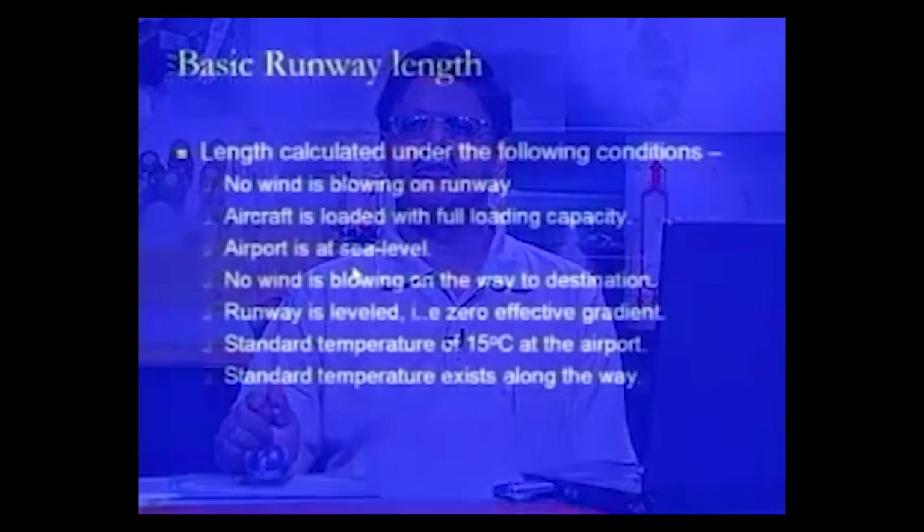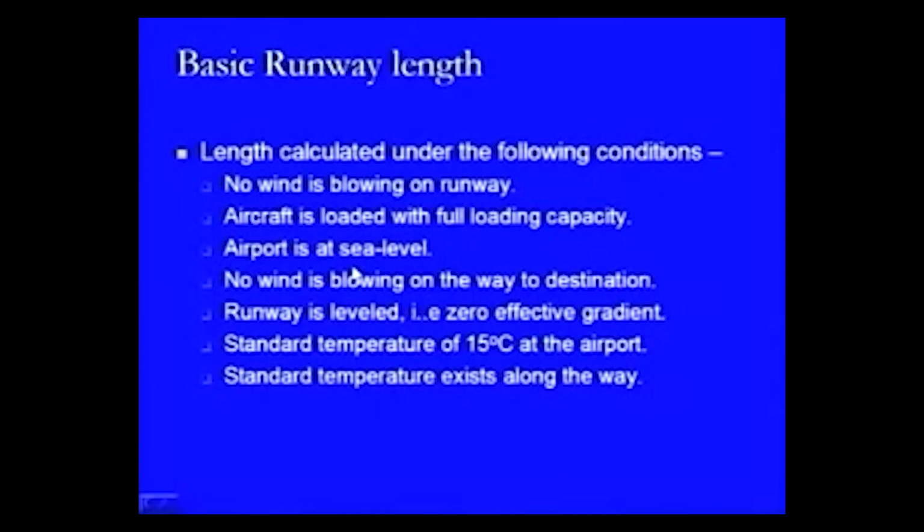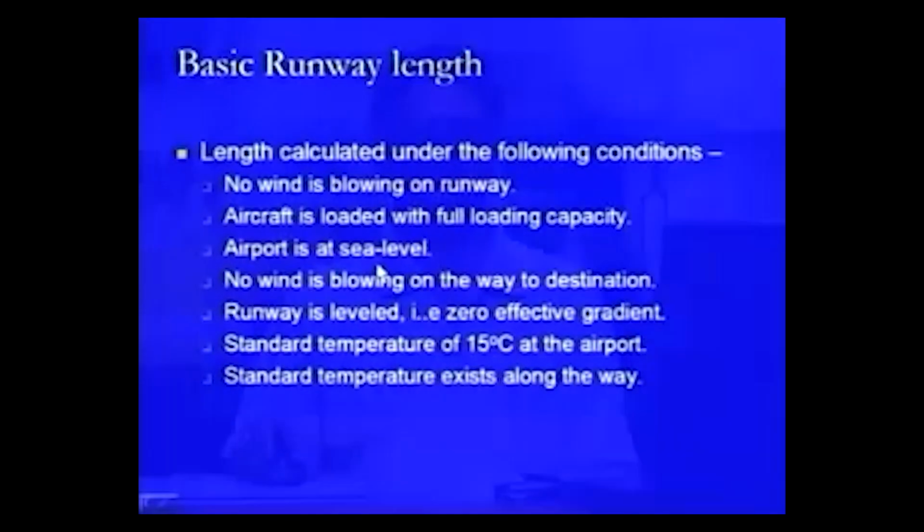Then no wind is blowing on the way to destination is another thing, so that we know at what particular point the aircrafts will be landing or how they have to take off. So, this is another aspect which is taken into consideration. Then another is related to the terrain or the topography, that is the runway is leveled and it is provided with 0 effective gradient. We will be looking at what this effective gradient is in due course of time, but this is one assumption. Then the standard temperature is 15 degrees centigrade at the airport, and this is the temperature which is taken with respect to the sea level.